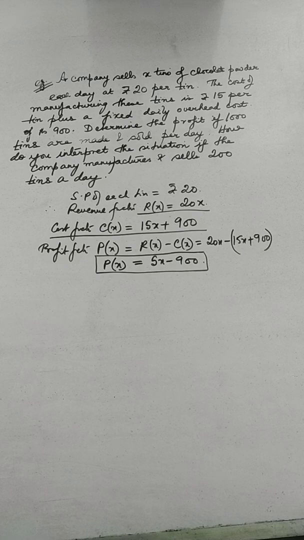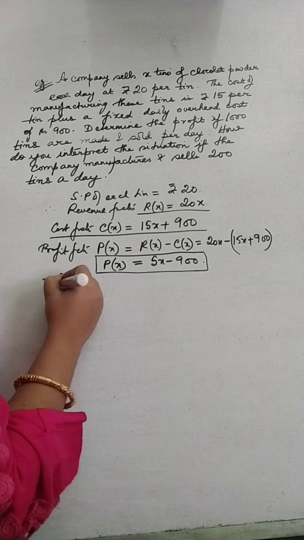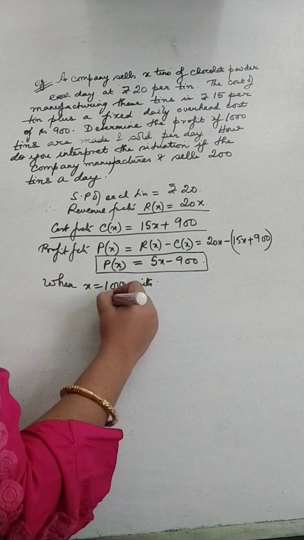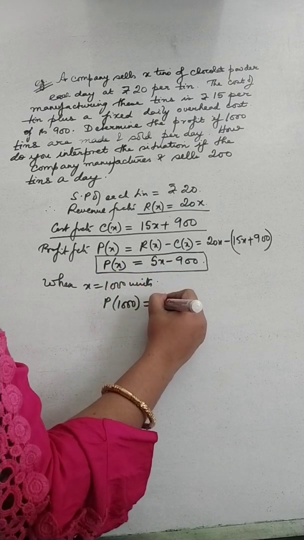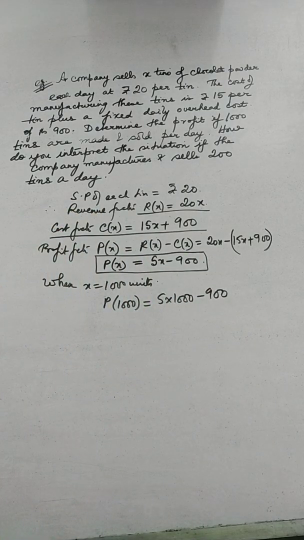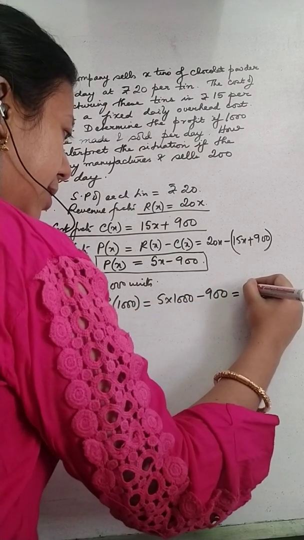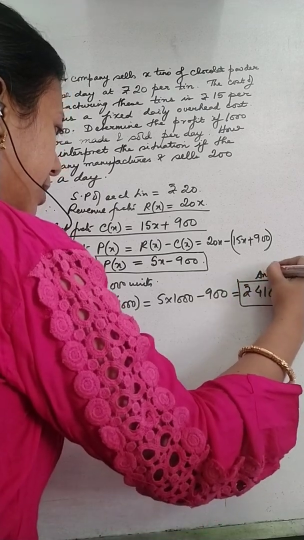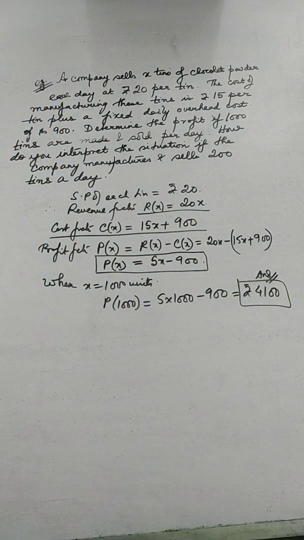Now they are saying 1000 units of tin are made and sold, so I will substitute, when x is equal to 1000 units. How much is the profit? If I put x as 1000, whatever value I get will give me the required profit. 5 into 1000 gives you how much? 5000 minus 900. Yes, it is rupees 4100. So this is your first answer: the profit when 1000 units of tin are made and sold.